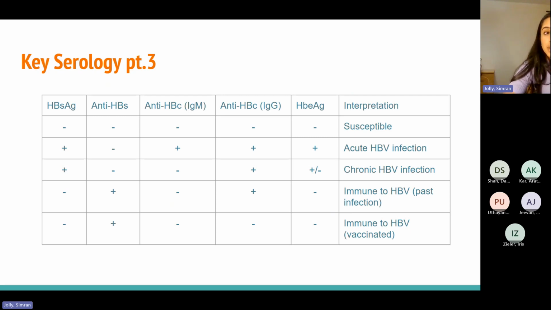If there's no surface antigen present, but there is an antibody present, an IgG, it implies you've had it before. And so you're safe, but you've also caught it. So it's a past infection. And if it's just the surface antibody present, you have been vaccinated against the virus.